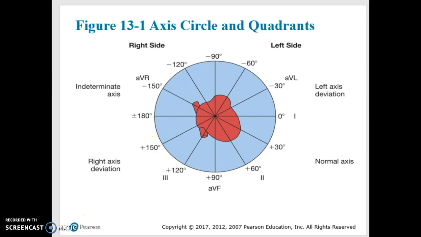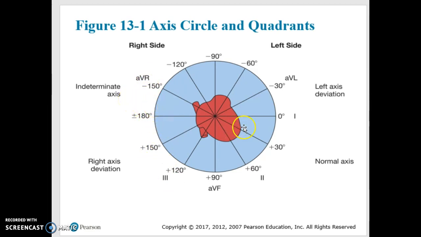Okay, so now we're going to pick up with figure 13.1, the axis, circle, and the quadrant. As I said before, you will find the hexiaxial diagram on page 37, and you can break that down. It just shows you which one of these leads are which. But we're now going to take this a step further.